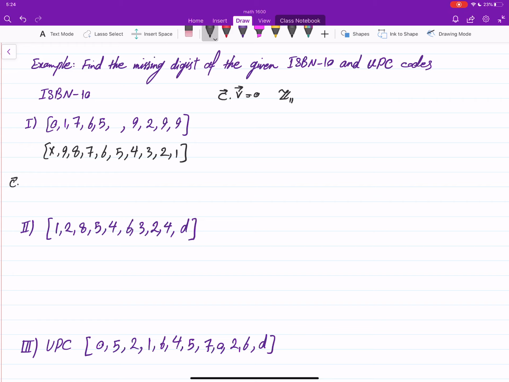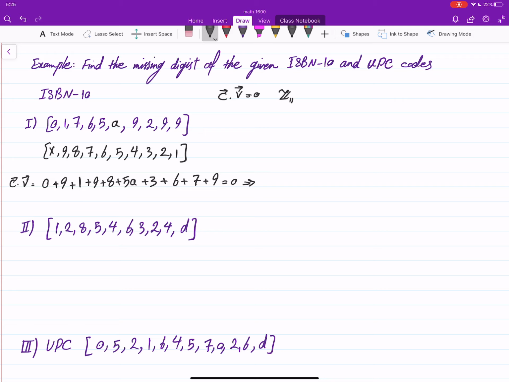And if we find C·V, what we get is 0 times X is 0, plus 9 times 1 is 9, plus 8 times 7. 56 in Z11, that is 1. 7 times 6 is 42, in Z11 that is 9. 6 times 5 is 30, in Z11 that is 8, plus, let me put A here, 5 times A, plus 4 times 9 is 36. That's 3 in Z11, 6, 18 is 7, and 9 is 9. This must be equal to 0.